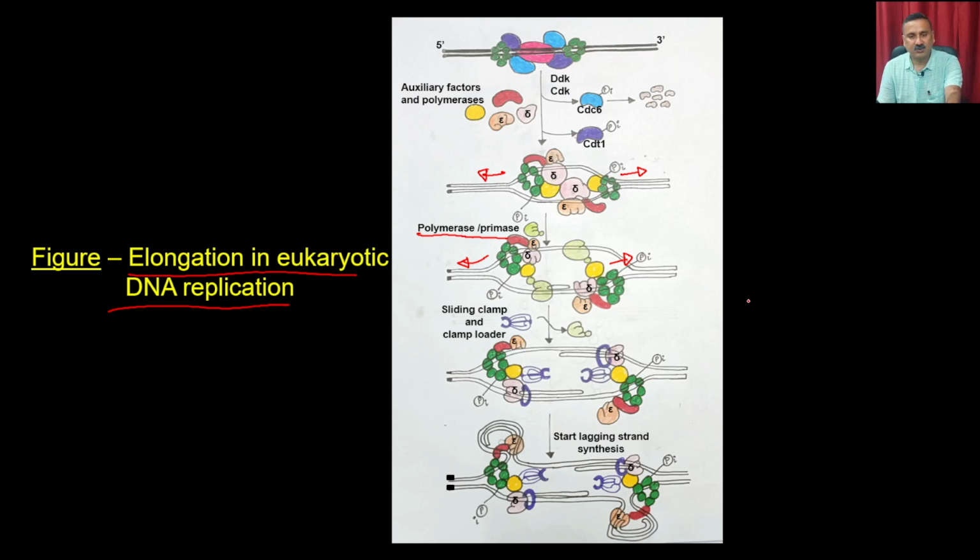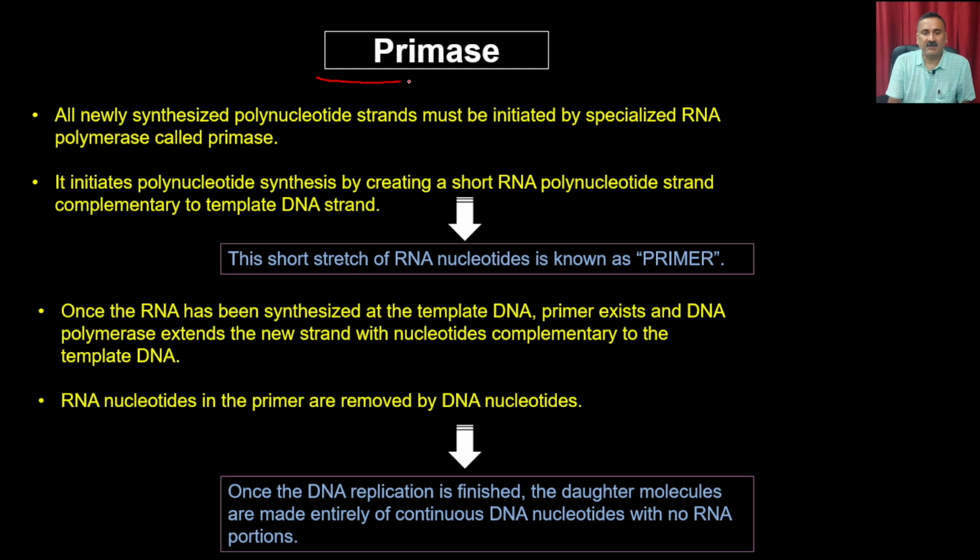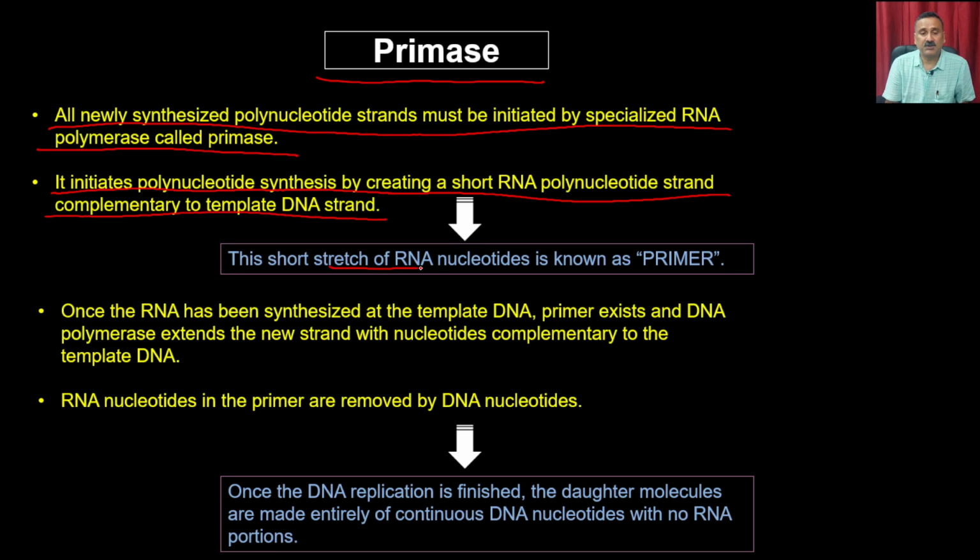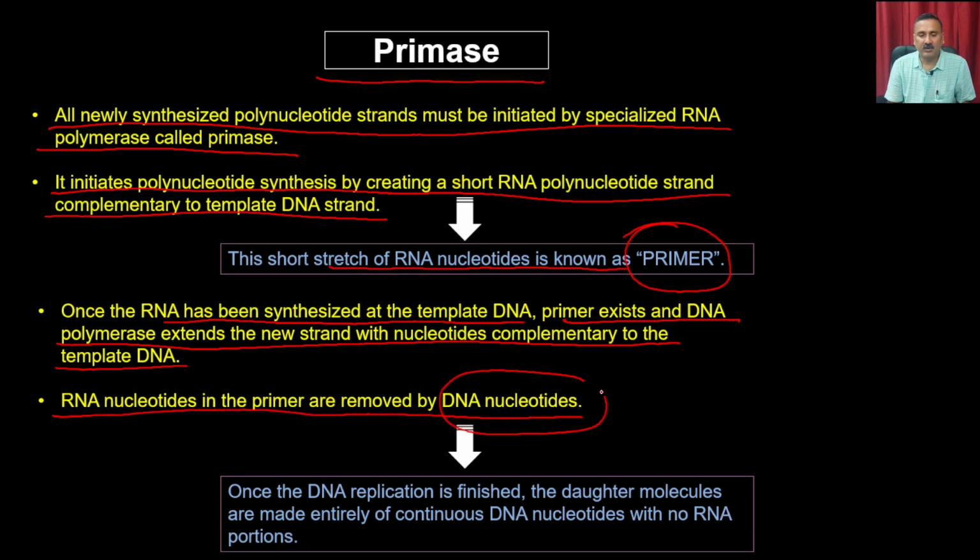Now, one of the important components of this whole reaction is the synthesis of the primer, and that is done by the enzyme called primase. All newly synthesized nucleotide strands must be initiated by a specialized RNA polymerase called primase. It initiates the polynucleotide synthesis by creating a short RNA nucleotide strand complementary to the template DNA strand. The short stretch of RNA nucleotides is known as the primer. Once the RNA has been extended at the template strand, the primer exists and the DNA polymerase extends the new strand with nucleotides complementary to the template strand. RNA nucleotides in the primers are removed and replaced with deoxynucleotides by the help of the DNA polymerase. Once the DNA replication is finished, the daughter molecules are made entirely of continuous DNA strands with no RNA portions.